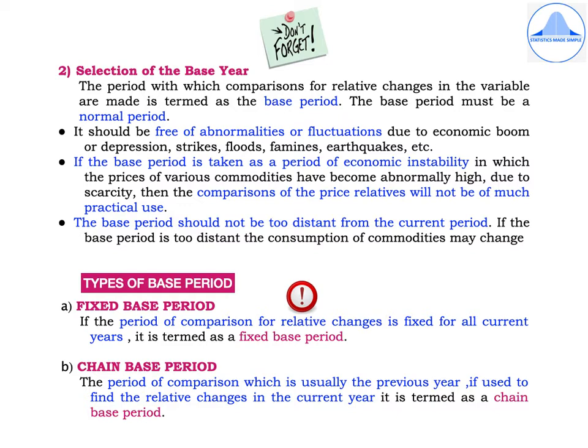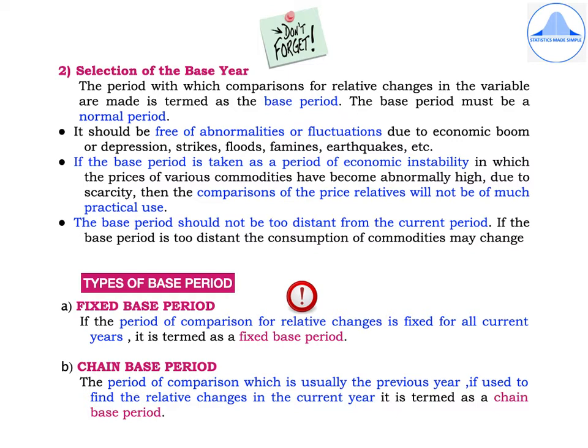Second step is the selection of the base year. The period with which comparisons for relative changes in a variable are made is termed as the base period, and the base period must be a normal period. So when do we call a base period a normal one? Again, this is an important question which can be asked for 2 marks.